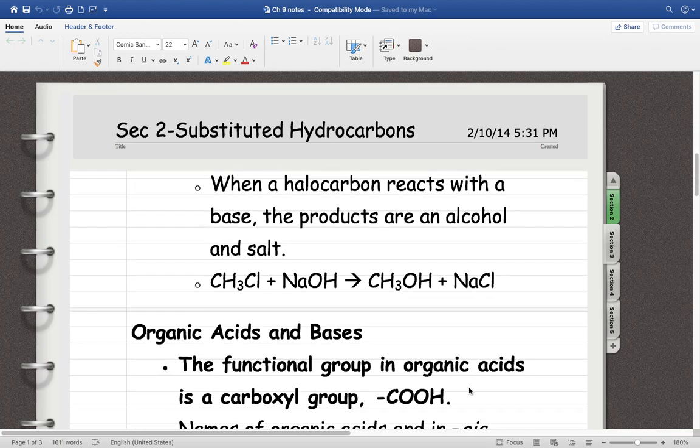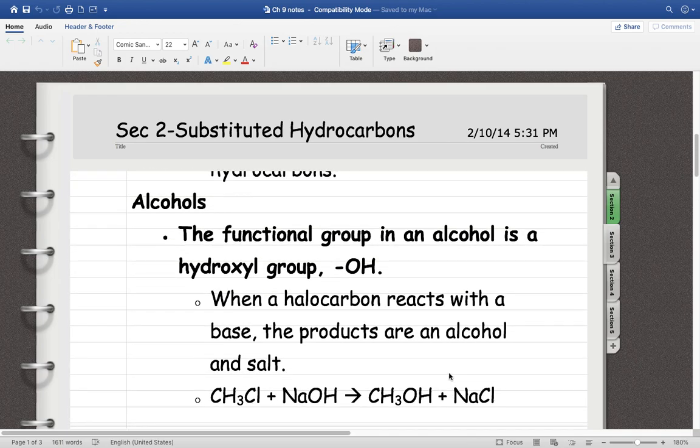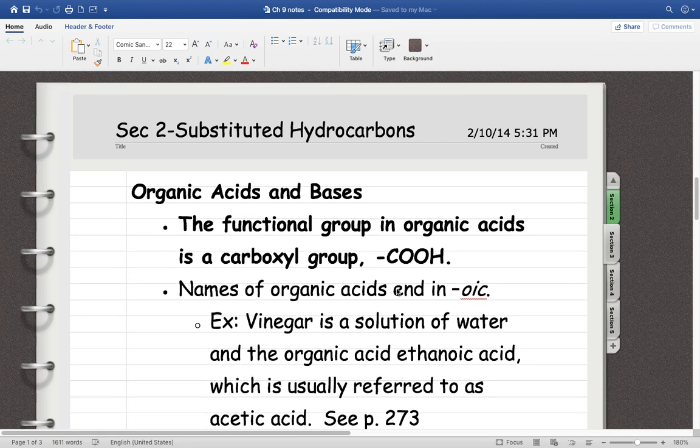Okay, so that's the first one, halocarbons and alcohols. So with an alcohol, let me go back. An alcohol, the group name is a hydroxyl, and the compound is OH. All right, so organic acids and bases.